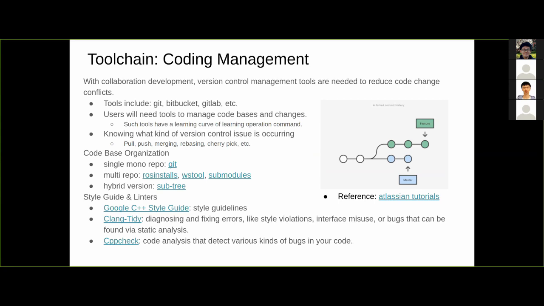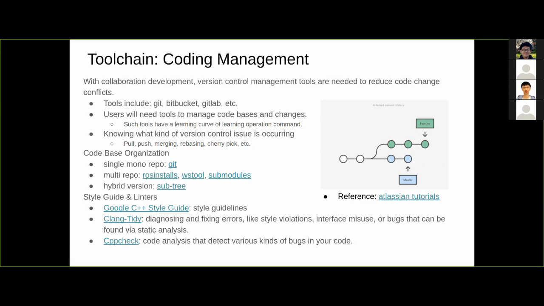So going down the tool chain, I'm going to get into what a lot of people are very familiar with, but coding management. For collaborative development, we're going to want version control management tools because we need to reduce the amount of bugs that come in with our code collaboration. We don't want to introduce a new bug because we screwed up a merge or something went wrong. We don't want to do that. We want to reduce the amount of bugs that come in this way.